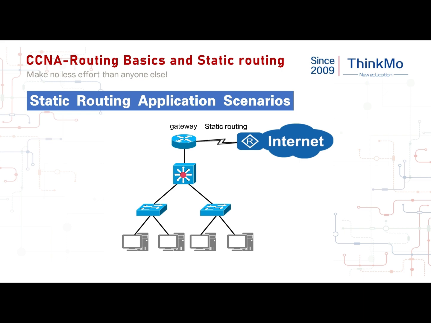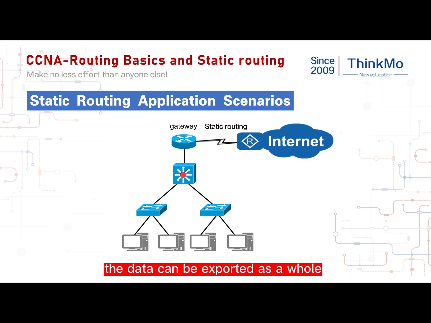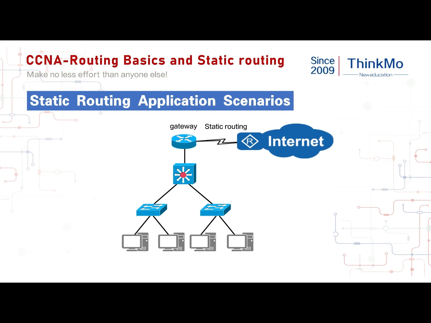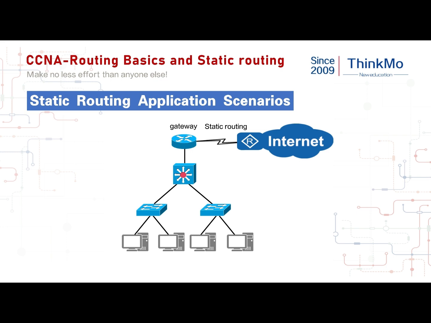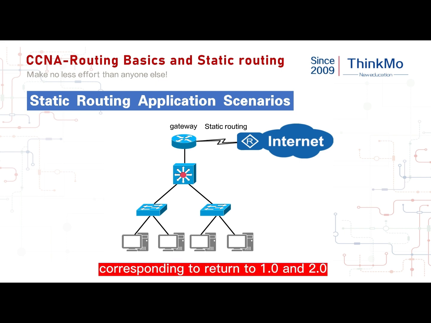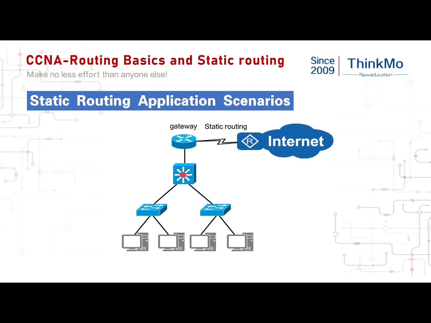No problem. The data can be exported as a whole. But what we tend to overlook the most is how this data comes back. The operator now needs to reply with data packets to these devices on the intranet. For example, the left is a 1.0 network segment and the right is a 2.0 network segment. Then when the data finally comes back, it has to return to 1.0 and 2.0. Otherwise the data will not come back.